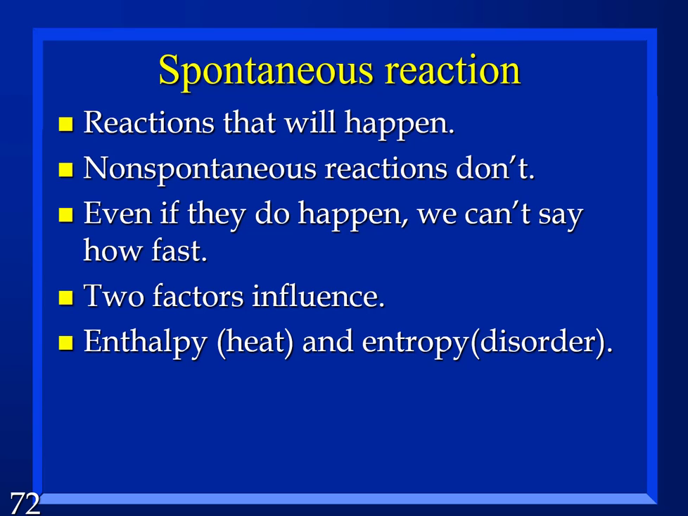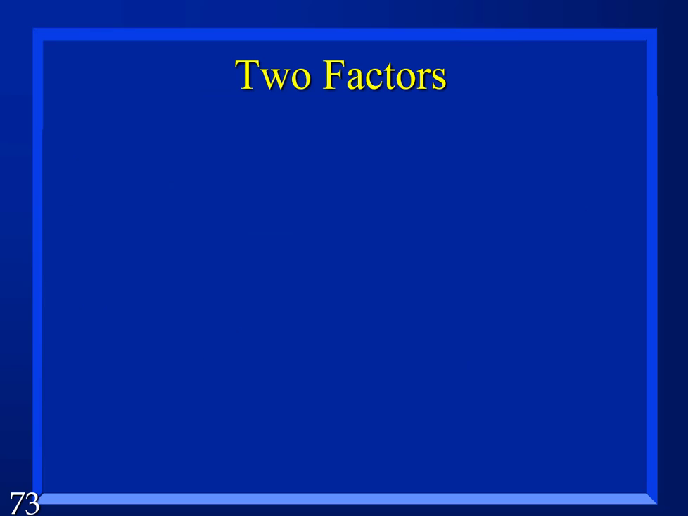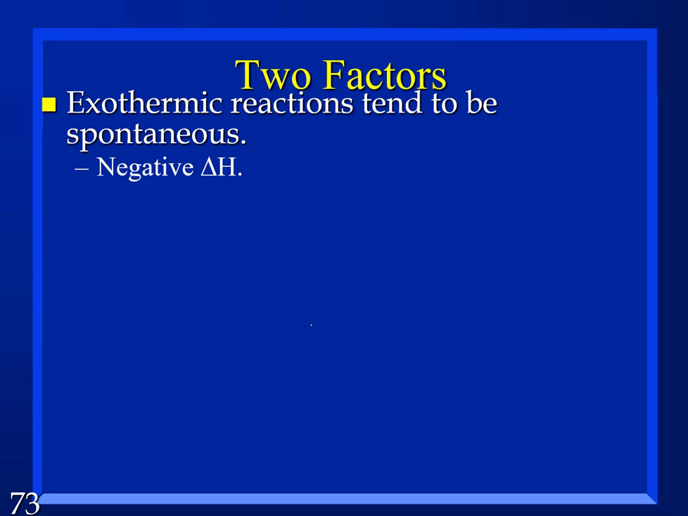Okay, so I need to look at those two. And we said exothermic reactions tend to be spontaneous. They're going to have a negative delta H. If it's negative delta H, it's in favor. Because if I start with this much energy and end up with lower energy, I've gone downhill, just like the bowling ball falling off the shelf. That bowling ball will fall off the shelf, we just don't know how soon.